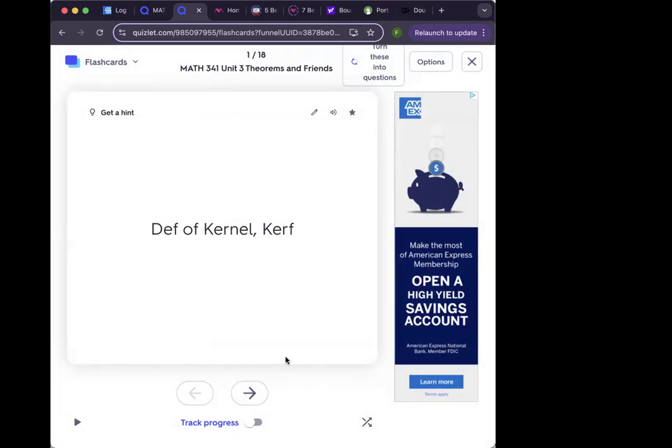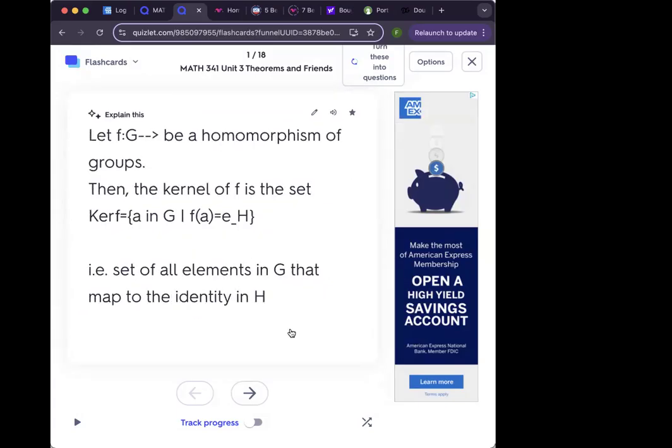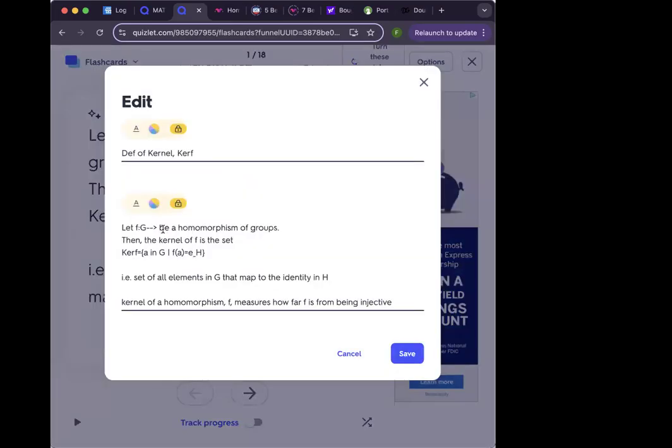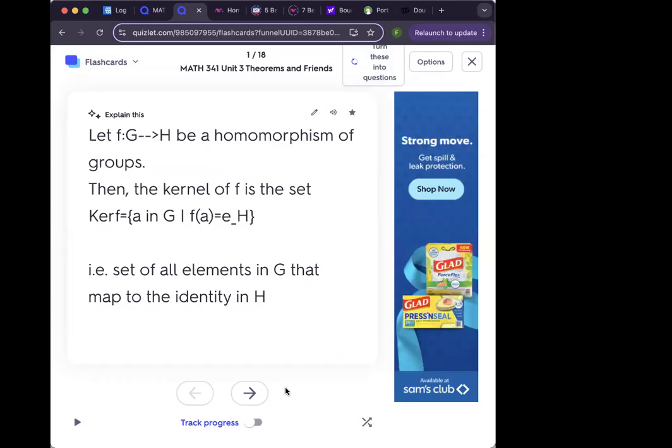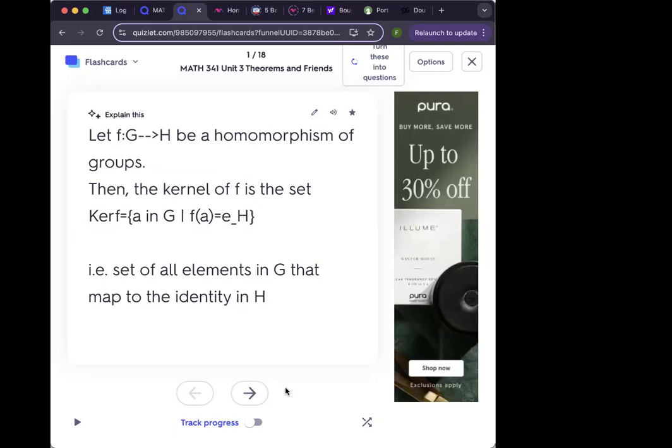Okay. So what's a kernel? It's the set of all elements in G that map to the identity in H, where G to H is a homomorphism. So let F mapping G to H be a homomorphism of groups. Then the kernel of F is the set of all A in G such that F of A equals the identity in H.